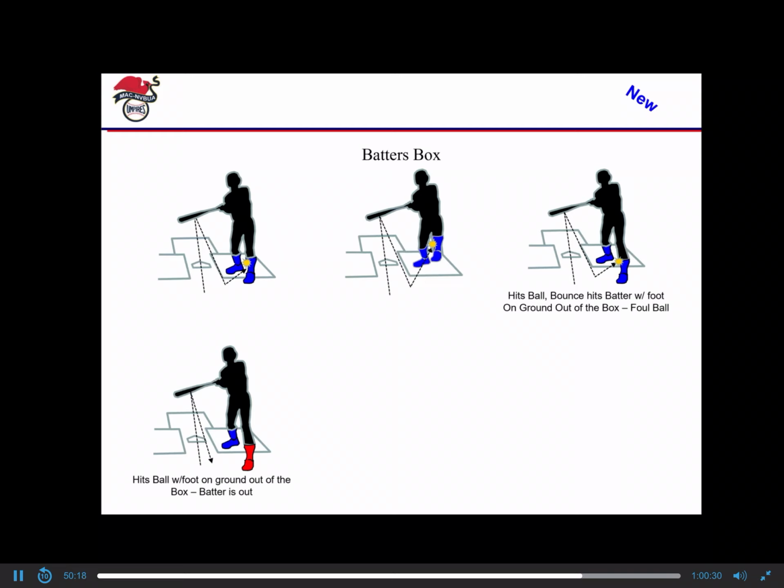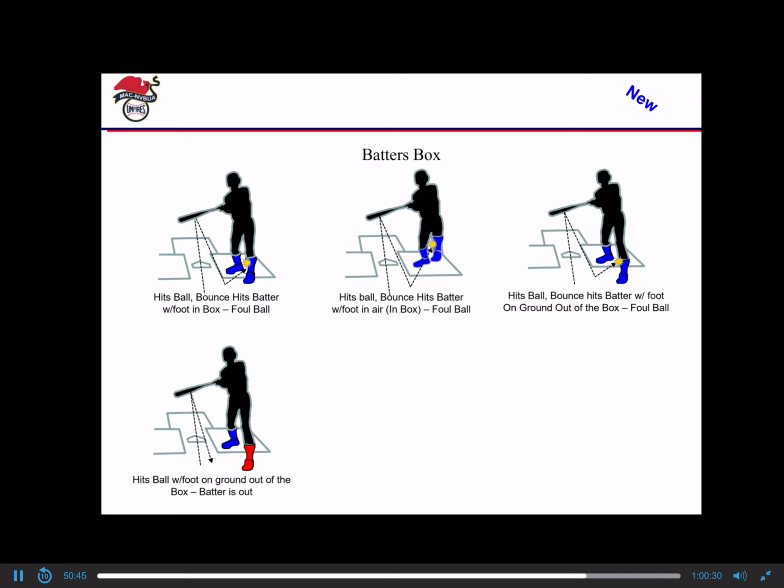So here's some examples. In our first example, upper left, we have contact with the ball. The batter's front foot is on the batter's box line. That's going to just be a foul ball in the box. Our second example, where he hits the ball, it hits the batter with the foot in the air outside of the batter's box. It's still going to be a foul ball.